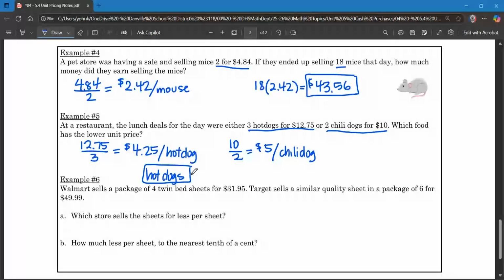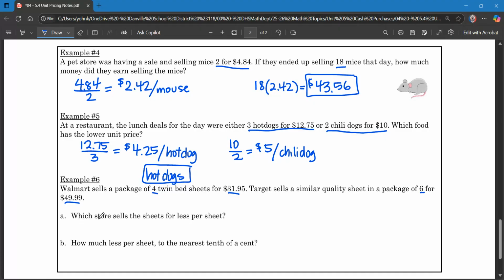All right, example number 6. Walmart sells a package of 4 twin bed sheets for $31.95. Target sells a similar quality sheet in a package of 6 for $49.99. Which store sells the sheets for less per sheet? All right, so if you were just going on price alone and not a store snob, you would first, in part A, which store sells the sheets for less per sheet?